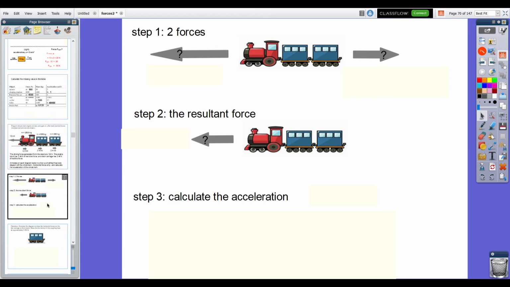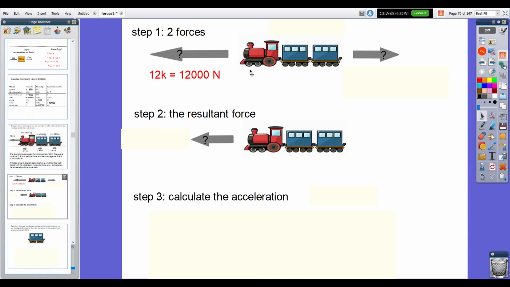So step 1 asks you to try and simplify the forces. Now we've already got rid of all the vertical forces. We're not bothered about the weight and the reaction force from the track because we're just assuming that the track is flat and they all cancel out. So you might have seen this is quite straightforward. The forward force is actually 12k, 12,000 newtons forward.